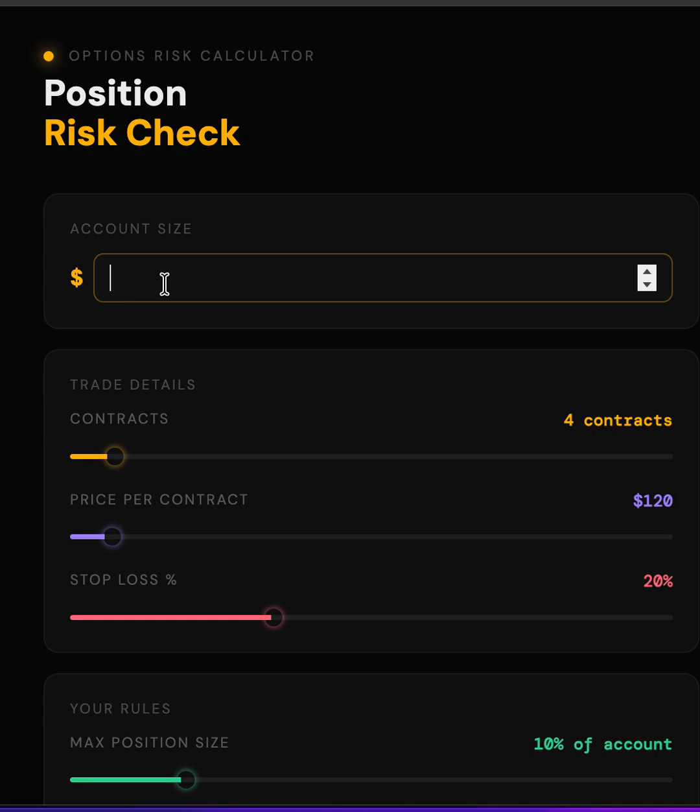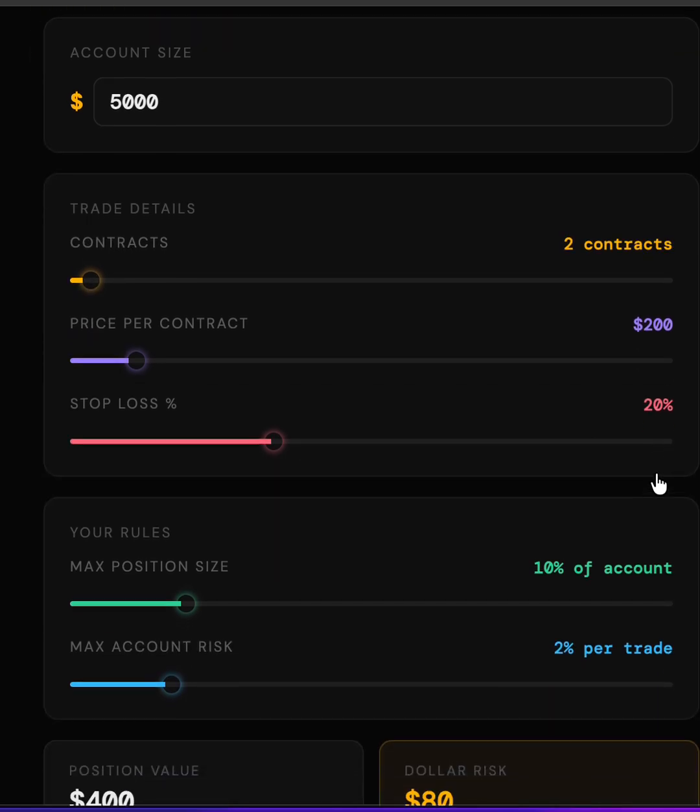So for me, my account size currently is around $5,000. And let's say the average contract cost, well, let's say $200. I think that's fair. So you've got a $200 contract, and with a $5,000 account, let's say I buy two contracts at $200, stop loss is at 20%.